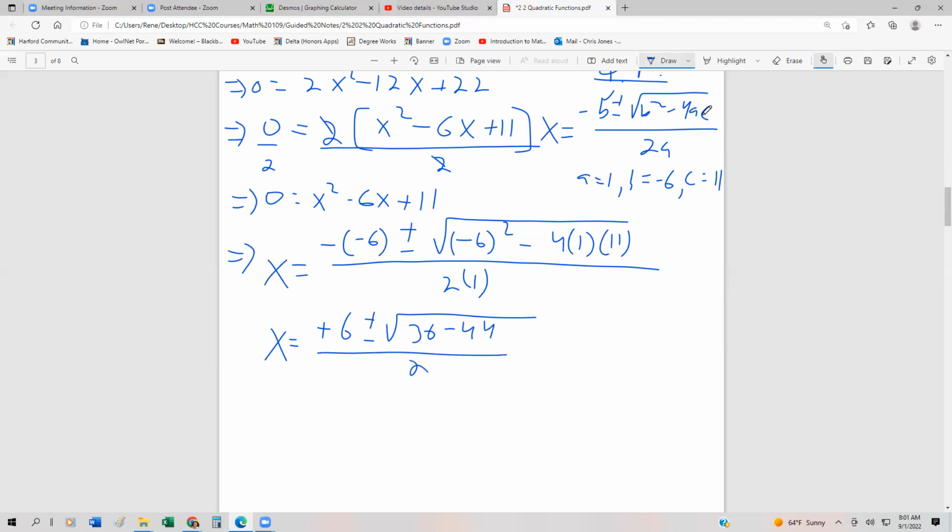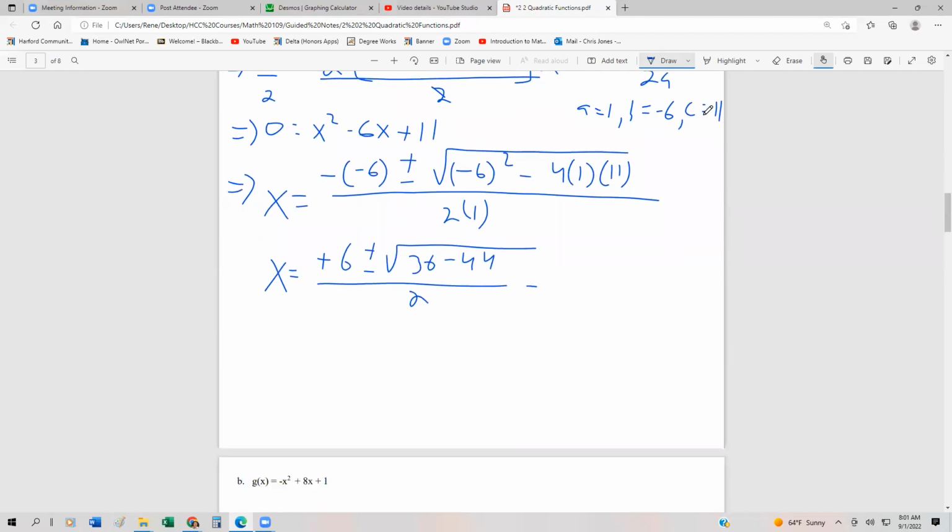And then here's where we can almost stop, because if we simplify that, that's going to give us 6 plus or minus the square root of negative 8, divided by 2. And notice that we have the square root of negative 8. As soon as we get a square root of a negative number, we stop, okay? Because what this means is that it's not real, and so there are no x-intercepts. It's not real because we have a negative number under the square root, and that means that there are no x-intercepts.